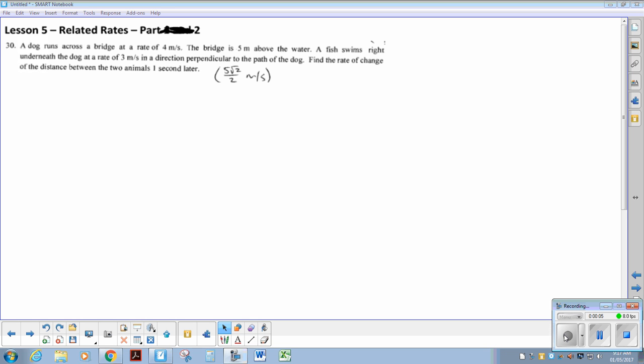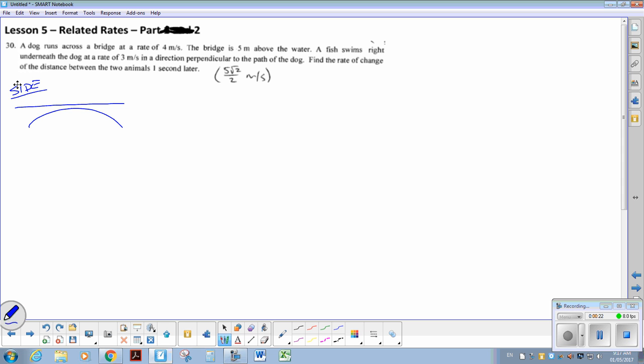I've had a question, lesson 5 related rates, and we're looking at part 2, question 30. A dog runs across a bridge at 4 meters per second. The bridge is 5 meters above the water. So I'm going to go with a side view. Here's my bridge, here's my dog running that direction, water underneath. A fish is swimming underneath the dog, so my fish is down here. So that height is 5 meters.